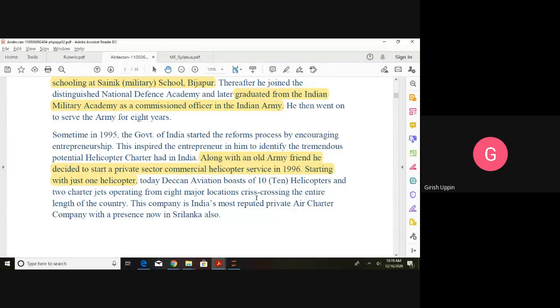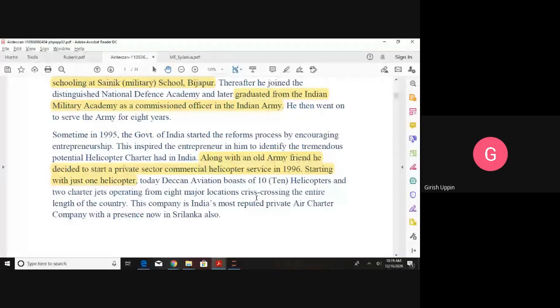See, entrepreneurs come up in many ways. One of those reforms in a certain sector will really encourage some of the people. It inspired the helicopter charter sector, private commercial helicopter service, in 96. He started with just one helicopter. Today, in 2008, it had many helicopters operating in the helicopter charter.